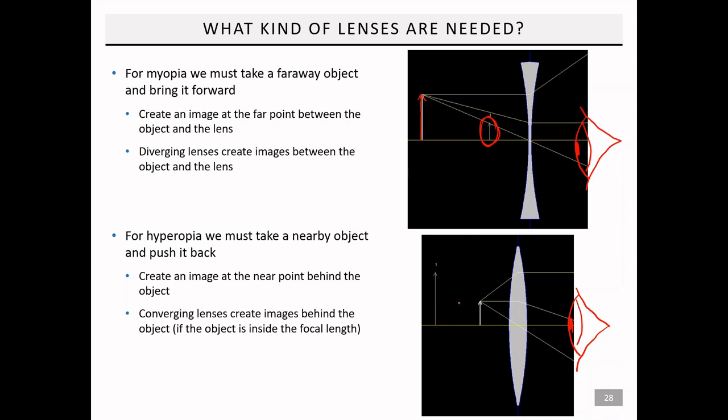You're trying to look at something that's too close to you, and you cannot see it clearly, but the lens pushes the image back further so that it's at your near point. Then you can focus on that image and see the object clearly.